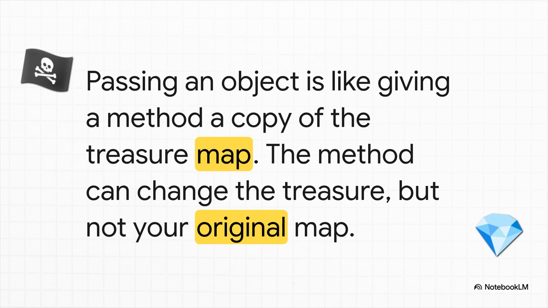Think of your object as a big treasure chest. When you pass that object to a method, you are not giving the method the treasure chest. You're giving it a photocopy of the treasure map. Now, the method can take its copy of the map, follow it to your original treasure chest, and mess with the contents. It can add gold, it can take jewels out, but here's the key. It cannot change your original map to point to a totally different treasure island. Your map is safe. The method only has a copy.